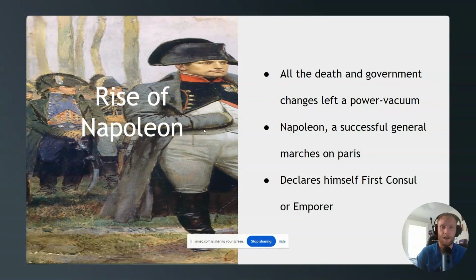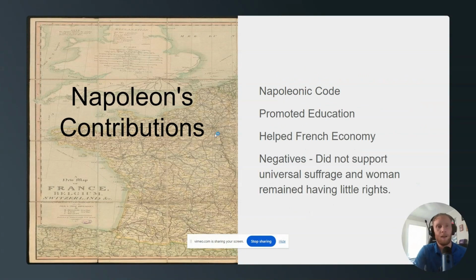And he did a lot in Paris, or France. He instituted what was called the Napoleonic Code, which is going to be clear and concise laws for everybody to follow, which is huge.